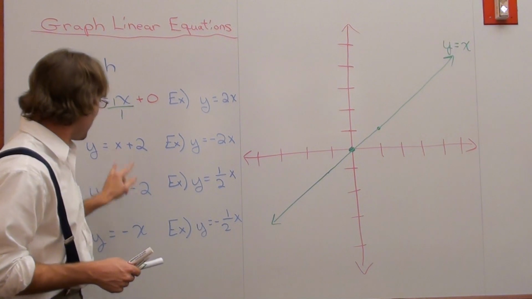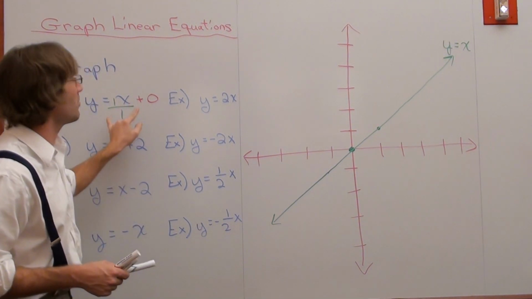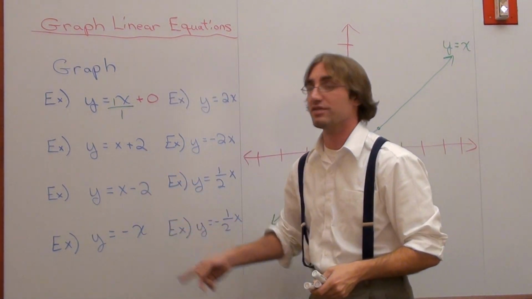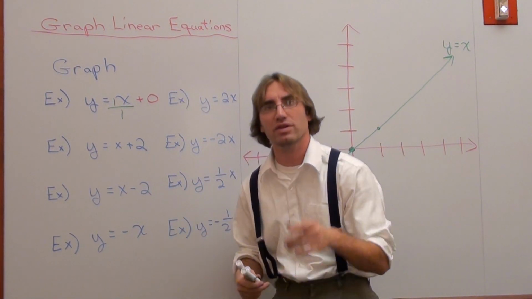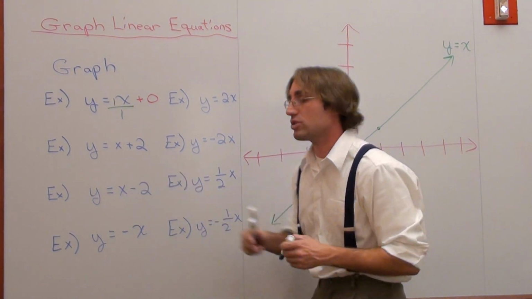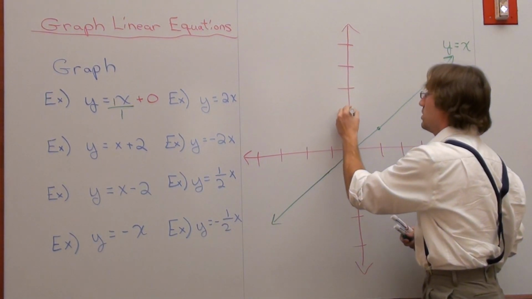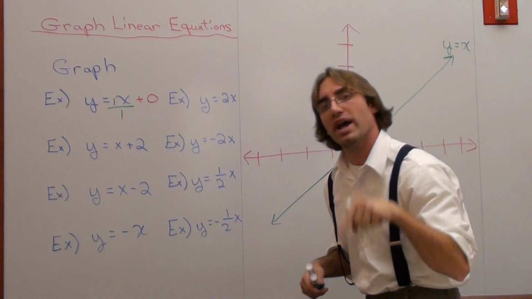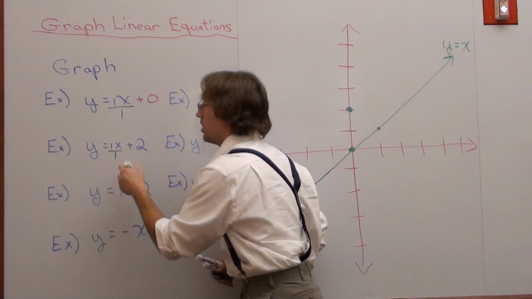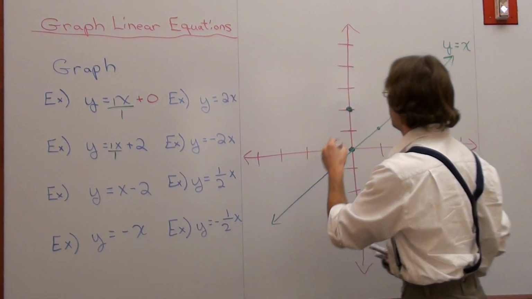How does this graph and this graph differ from the parent function? Well, it's very simple. They have a y-intercept of 2 and negative 2. How does that change the graph? Glad you asked. Let's graph this one. Plot the y-intercept first. It's at 2. And always from the y-intercept, you plot the slope, which is 1 over 1.